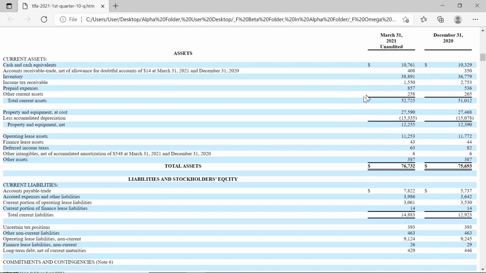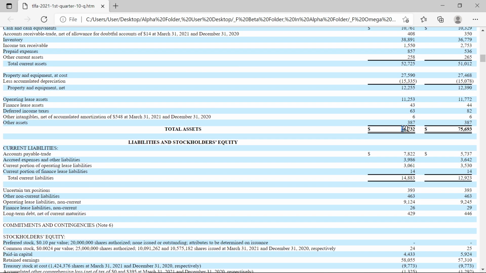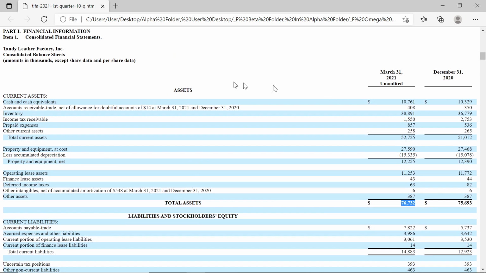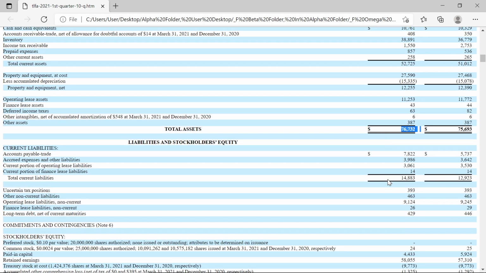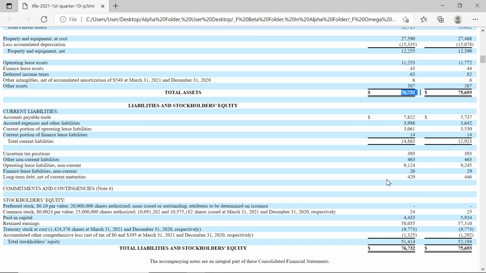This company, at a glance, has total assets of $76 million because these numbers are in thousands. It'll mention that, amounts in thousands. So 76,732 times 1,000, that's 76,732,000 in total assets. And here we'll go down and get the total liabilities.